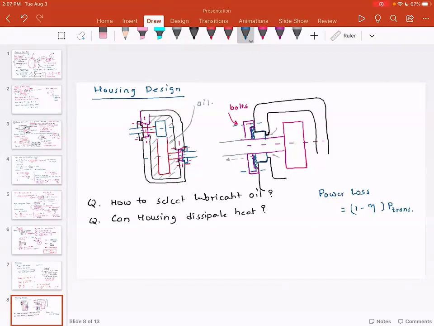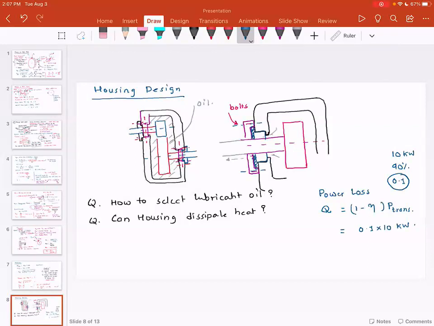So for example, if the power to be transmitted is 10 kilowatts and your gear drive is 90% efficient, which means 10% of the power is being lost in heat. So Q is equal to 0.1 times 10 kilowatts.